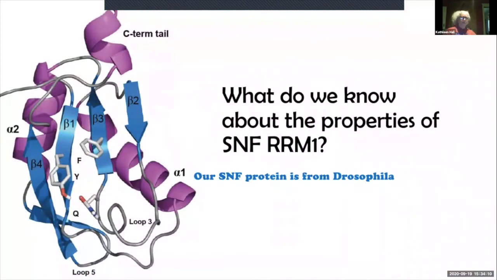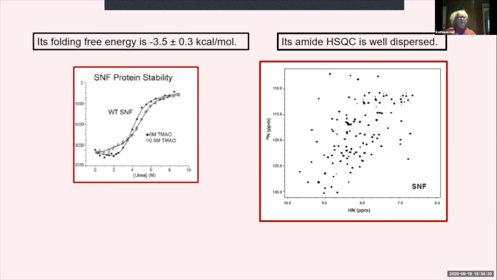So what do we know about SNF RRM1? And our SNF here comes from Drosophila. This is again a representation of it. What we know is that its folding free energy is fairly low, minus 3.5 kilocalories per mole, and when we do an unfolding experiment, we have to do the unfolding here in urea because guanidine basically just denatures the poor thing. If we look at its amide HSQC, it's really well dispersed. So this is a fairly well behaved protein domain in some ways.